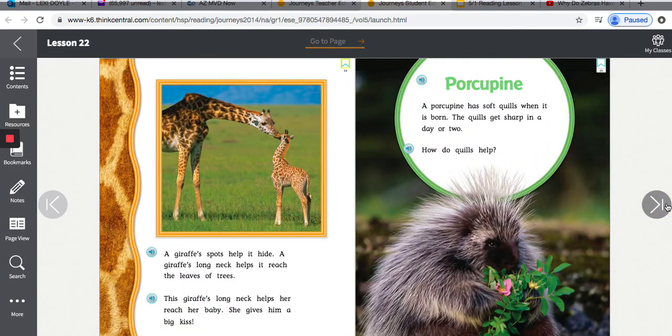A giraffe's spots help it hide. A giraffe's long neck helps it reach the leaves of trees. The giraffe's long neck helps her reach her baby. She gives him a big kiss.